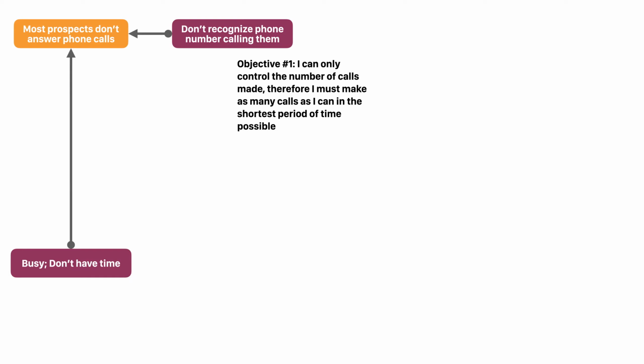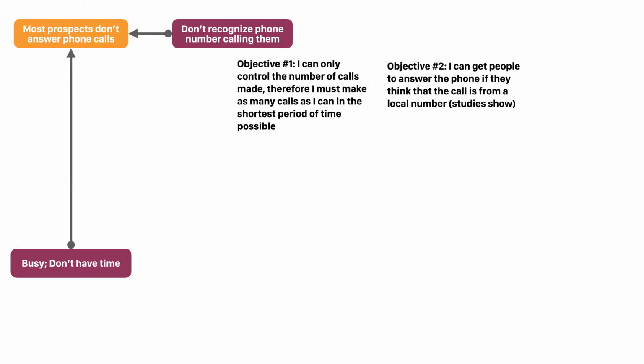So objective number one is: I can only control the number of calls made. Therefore, I must make as many calls as I can in the shortest period of time possible. This is how they deal with this problem of people not recognizing the phone number calling them. The other one is, if I can get people to answer the phone because they think the call is from a local number, then I can solve this problem as well.